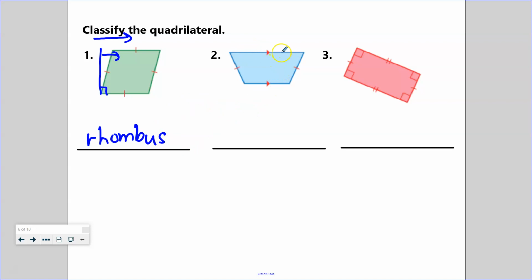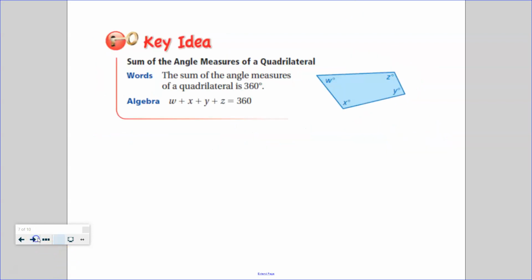We have one set of parallel sides and other sides are equal to each other. So we know that this is an upside down trapezoid. And then opposite sides are equal, all 90-degree angles. This is a rectangle. All right, pretty simple so far.